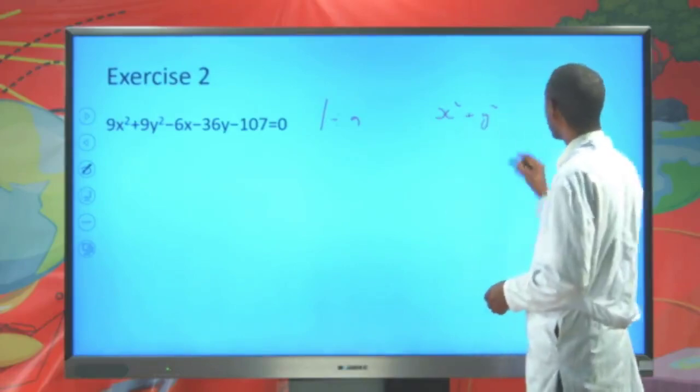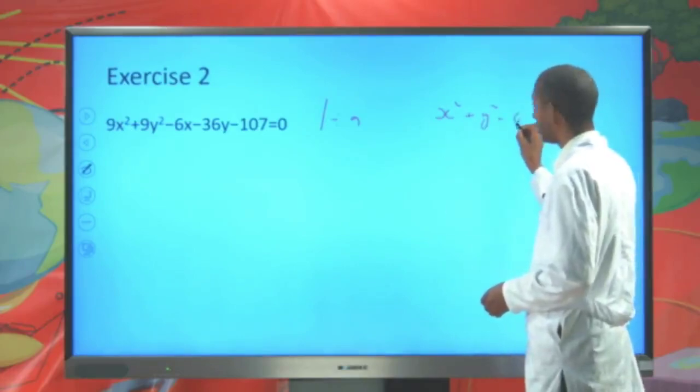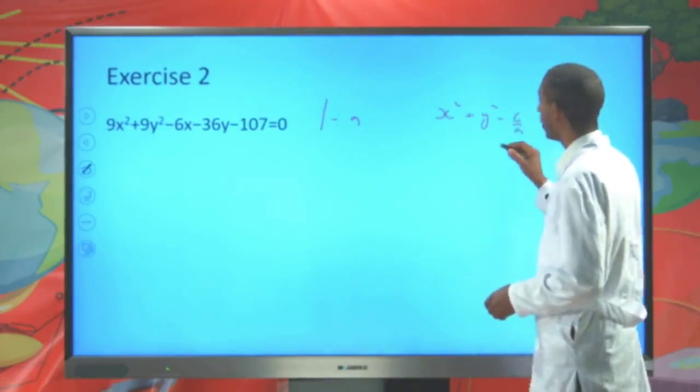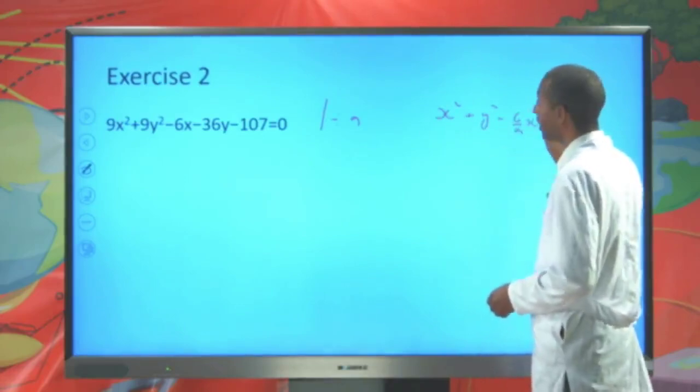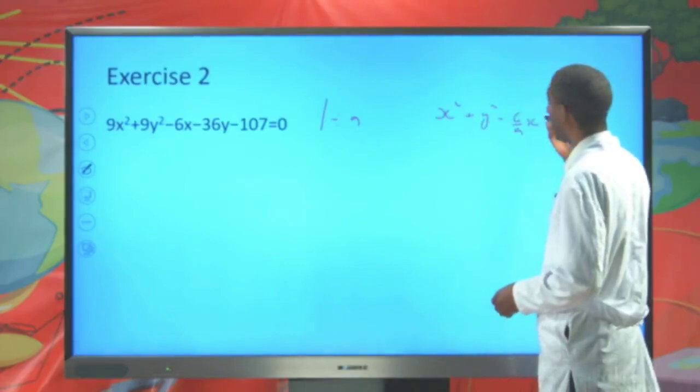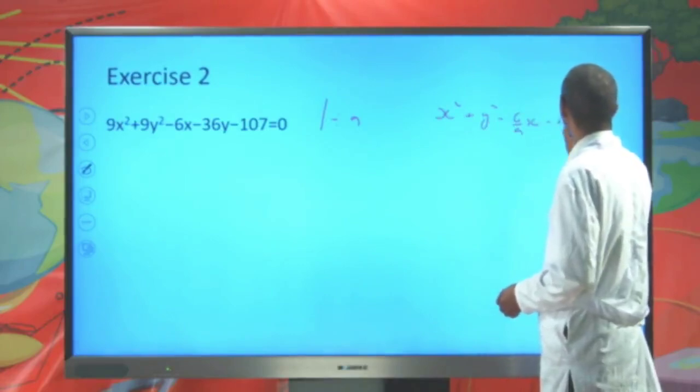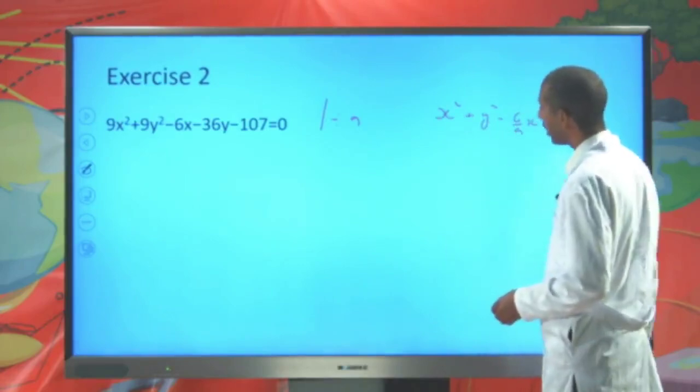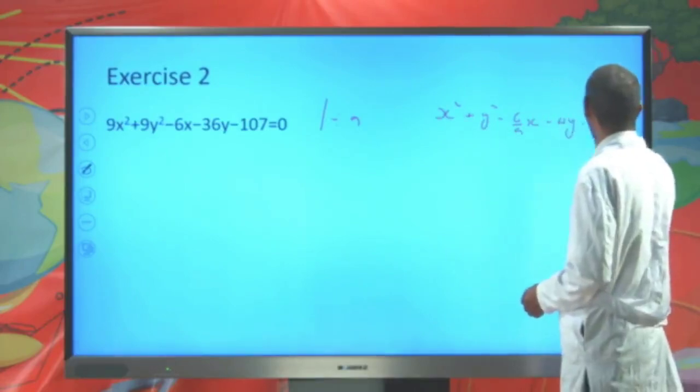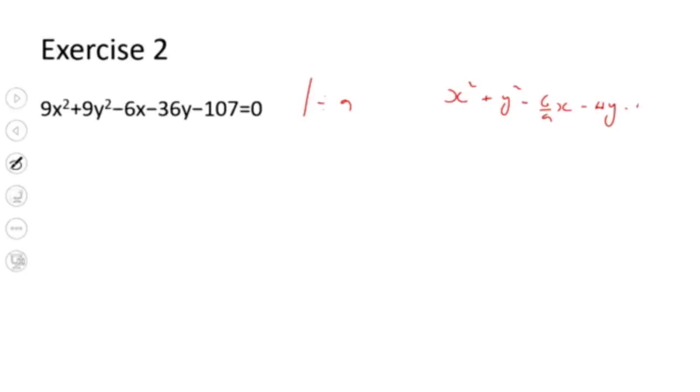Then minus 6 over 9. We will simplify it later. Minus 6 over 9x. Then let's divide 36 by 9, then we'll get minus 4y. Then let's again divide 107 by 9. Since it's going to give us a decimal, let me just leave it as a fraction. Then it is equal to 0. 0 divided by 9 is just 0.